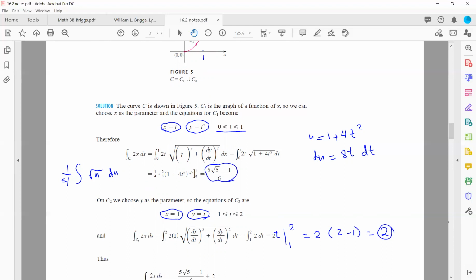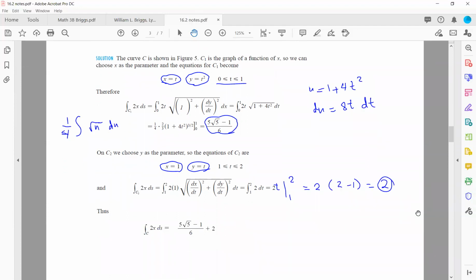The first integral, the second integral, if you add them together, you have the integral of the function along these two curves, which is C sub 1 union C sub 2. This is the final answer.